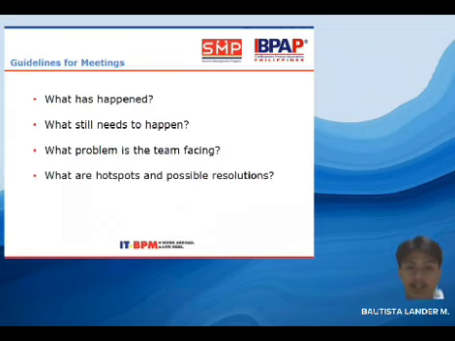This is a list of key questions for a project review or progress assessment. The questions aim to understand past progress, what has happened, remaining tasks, what still needs to happen, current challenges, what problems the team is facing, and potential solutions to critical issues. What are hotspots and possible resolutions?